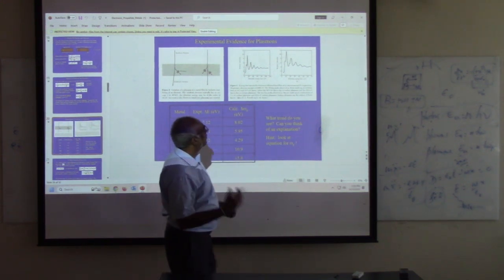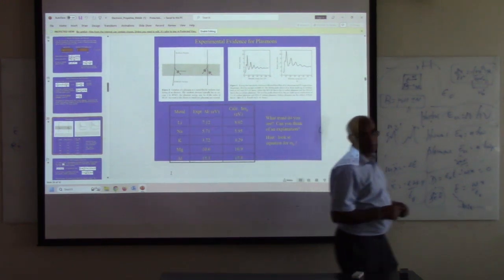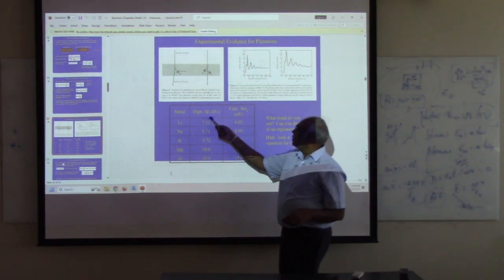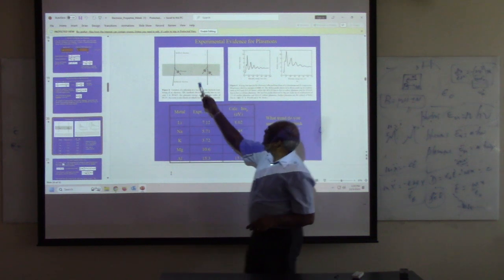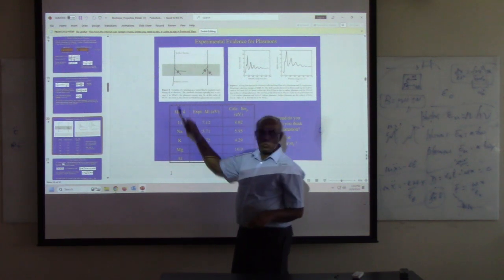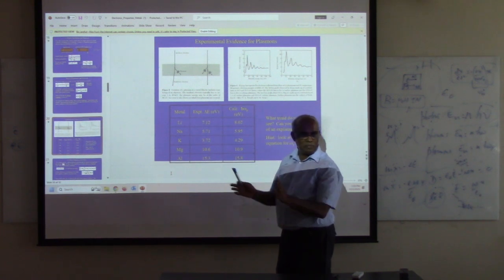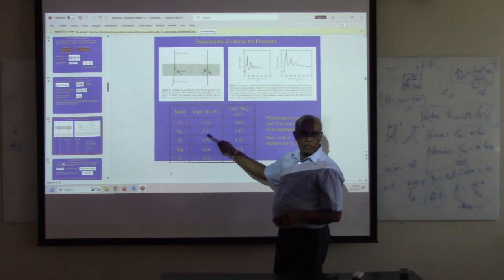So these plasmons are real things. Here you can see they have measured this delta E, that means this one minus this one. If you measure that, that should be the plasma frequency, right? The difference, the plasma energy ħω_p.